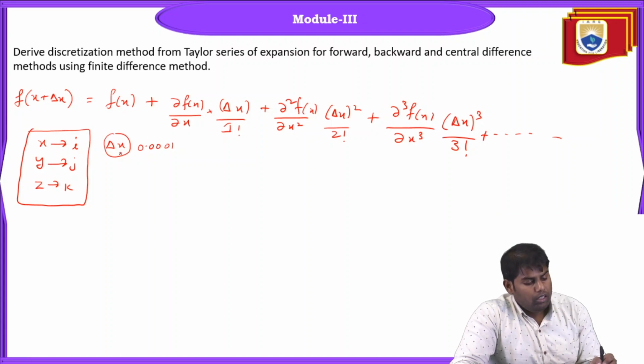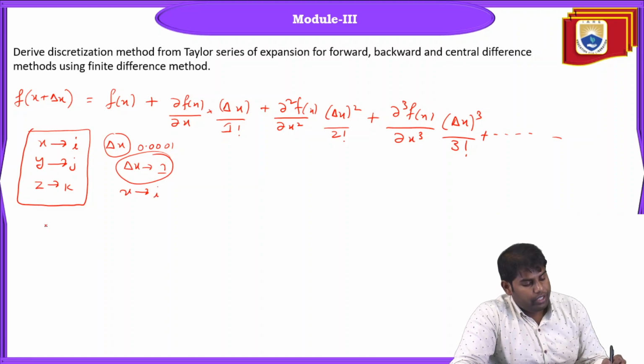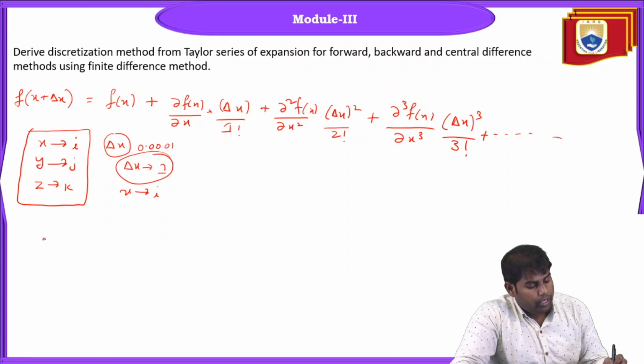For example, let us take the delta x value here as 1. Let us take x as i. So how do we change the index notation? You can keep it as f of i plus 1, which corresponds to f of i.